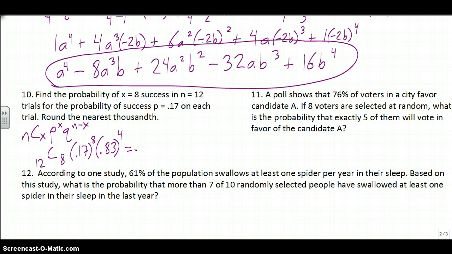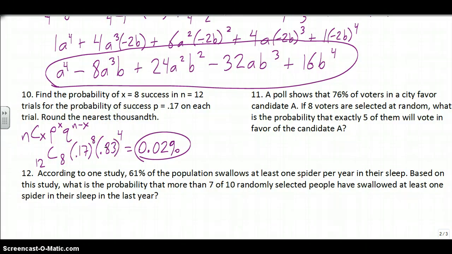And really, you just have to plug this in your calculator. And if you're careful, you can do it in one step. 12 combination 8 times 0.17 to the 8 times 0.83 to the fourth. You multiply that by 100 to get your percent. This actually ends up being a pretty small percent. It actually ends up being 0.0, we'll go with 0.02%, that'll be fine. Even though it says nearest thousandth, I'm not going to worry too much about that tomorrow. It's mostly the work that I care about, okay?